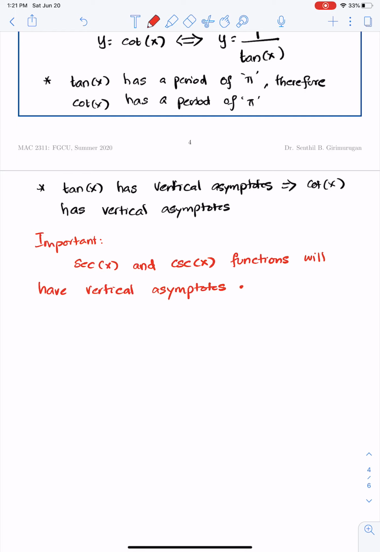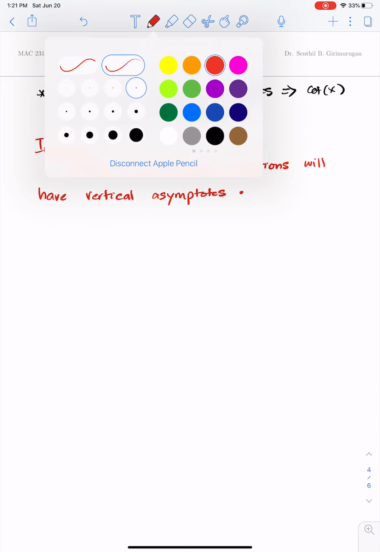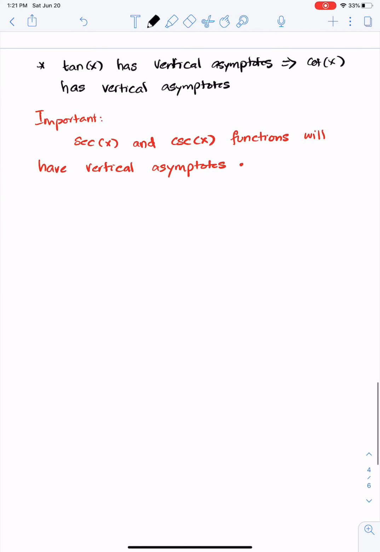Before we end here, it's good to know a very important identity or two. These are called double angle identities.